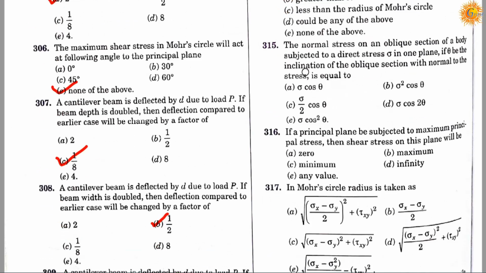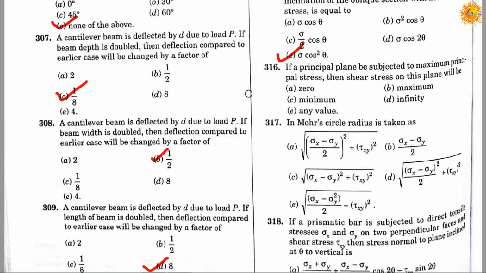Question number 315. The normal stress on an oblique section of a body subjected to a direct stress sigma in one plane, if theta is the inclination of the oblique section with the normal to the stress, is equal to: option A, sigma cos theta; option B, sigma square cos theta; option C, sigma by 2 cos theta; option D, sigma cos 2 theta; option E, 2 cos square theta. The correct answer is A, it will be sigma cos square theta.